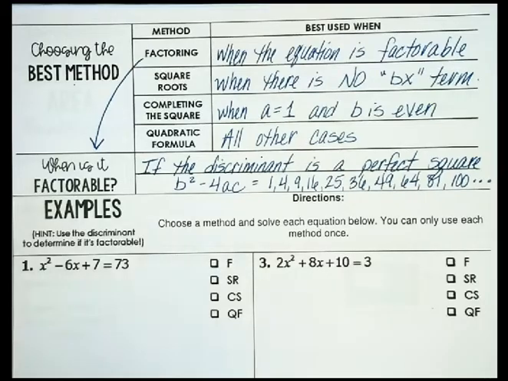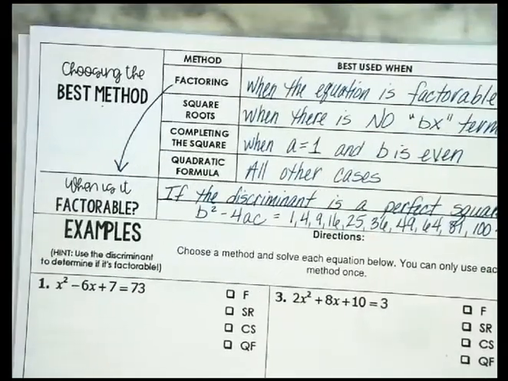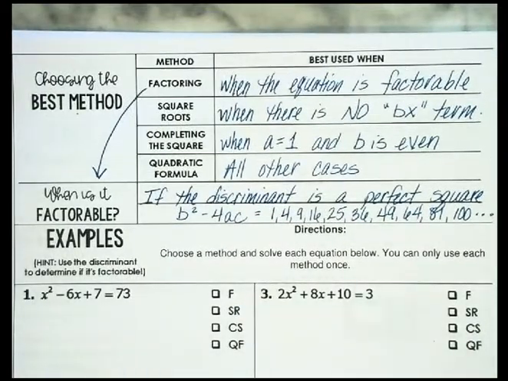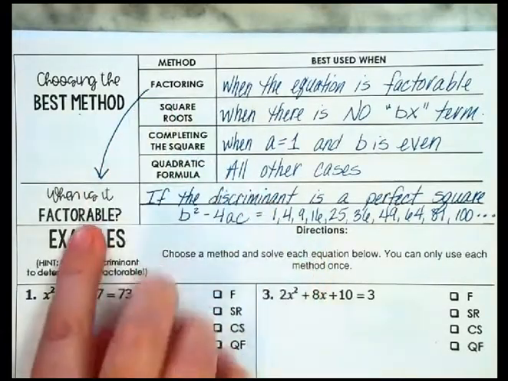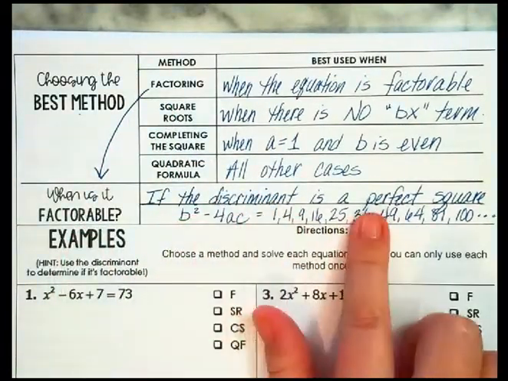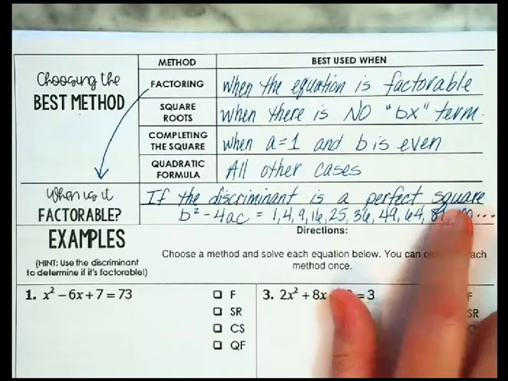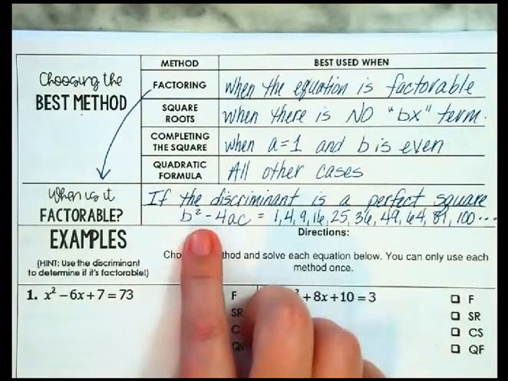All right, kiddos, we are going to do the second half of our Unit 6, Lesson 3, which is how do you choose which method, okay? So the factoring method, we can use that when the equation is factorable. How do we know that it's factorable? If the discriminant is a perfect square, then we know with certainty that it is going to be able to be factored.